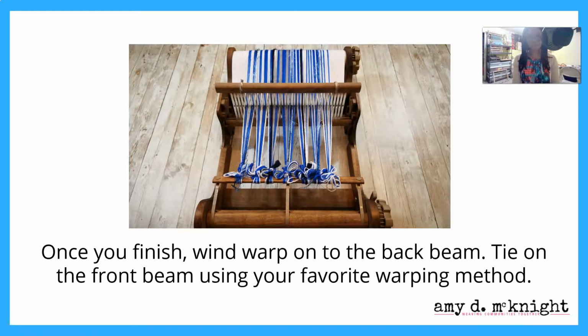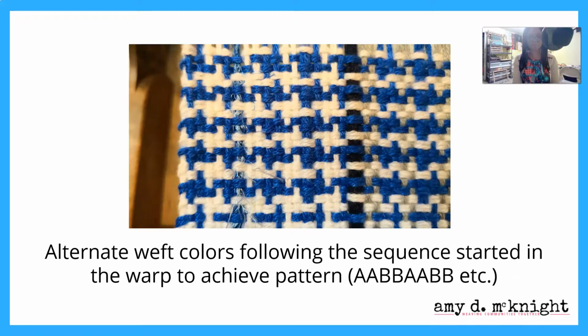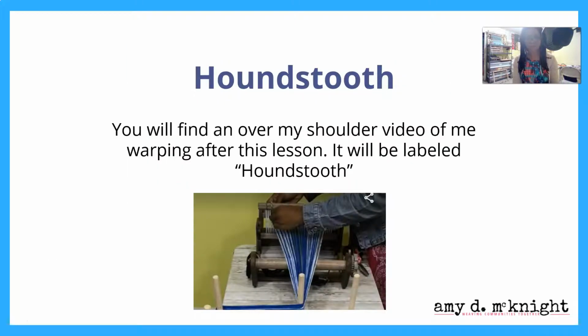Once you finish, you're going to wind the warp onto the back beam and tie on the front beam using your favorite warping method. Alternating the weft colors following the sequence started in the warp, you'll achieve the pattern. So if you did A, A, B, B, A, A, B, B, you're going to weave A, A, B, B, A, A, B, B, where A stands for white and B stands for blue. You're going to find an over my shoulder video of me warping houndstooth, and it will be labeled houndstooth.